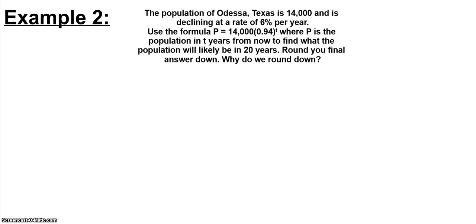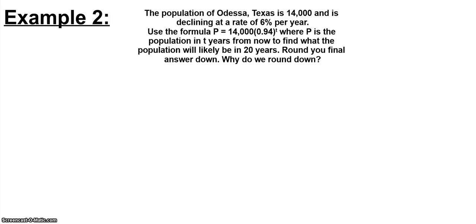All right, our next example. The population of Odessa, Texas is 14,000 and is declining at a rate of 6% per year. So what that means is that 6% of their population is either dying or they're moving out. Use the formula P equals 14,000 times 0.94 to the T, where P is the population in T years from now, to find what the population will likely be in 20 years. Okay, so the 0.94 comes from 100% minus 6%, 94, and it's as a decimal.